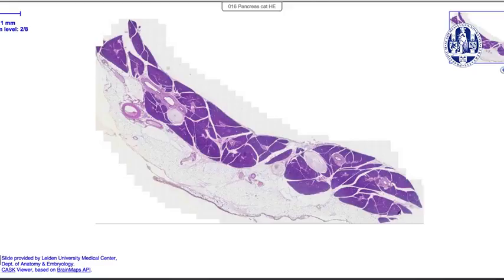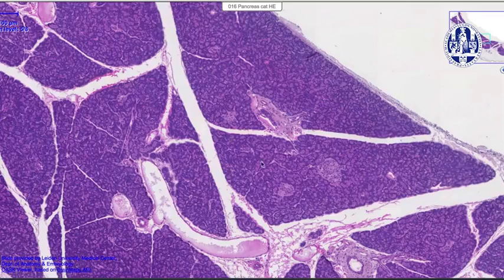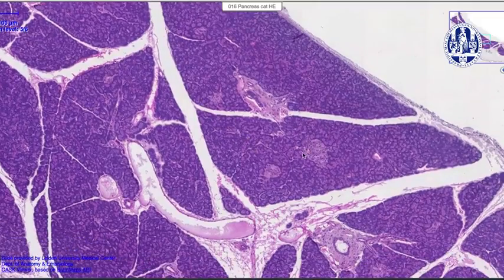Now let's have a look at an actual pancreas section of a cat under the microscope and see how these functions are organized in the tissue. In this HE section you can recognize endocrine islands of Langerhans. For instance, this is one big island of Langerhans. Here you can see a small island of Langerhans and one over here.